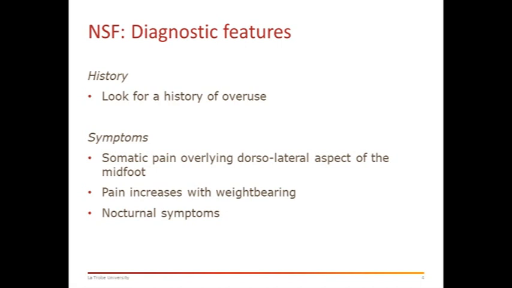When evaluating a patient that you suspect has a navicular stress fracture, it's particularly important that you look at their history, or their training history, leading up to the development of their symptoms. More often than not, they're going to have a history of overuse. They've either increased the type, the level, the frequency of the activity leading up to the development of their symptoms.